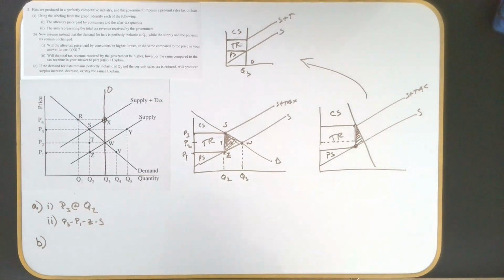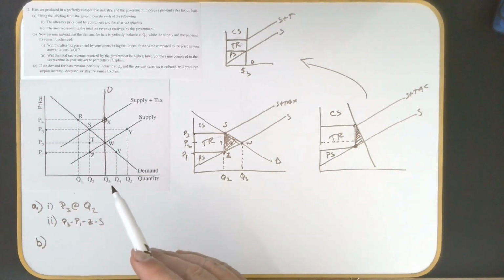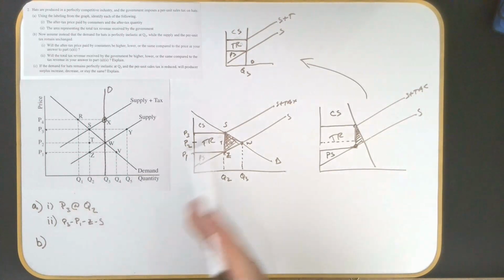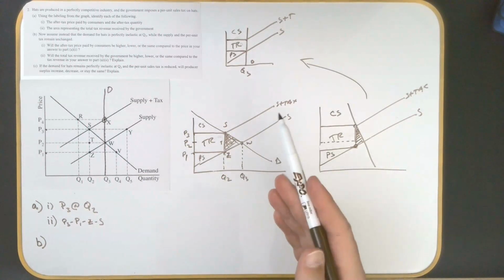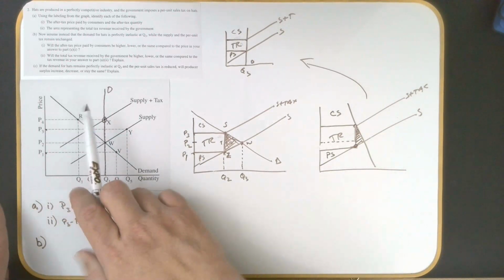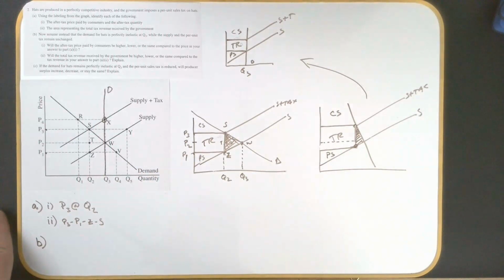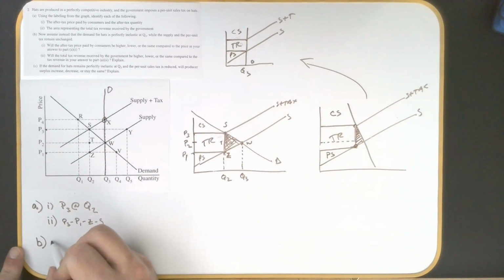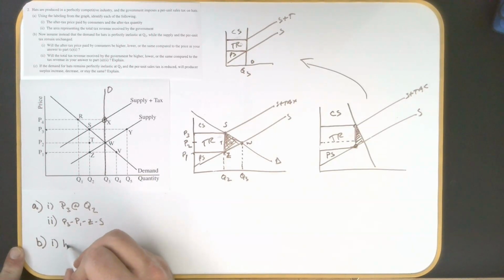Okay, so the question says, will the after-tax price paid by the consumer be higher, lower, or the same compared to your answer in part A? You guys remember our answer was it was price 3. Well, now you can see it elevated and now it's at price 4. Okay, so all of that work here just to answer number 1 here for B, it's going to be higher.